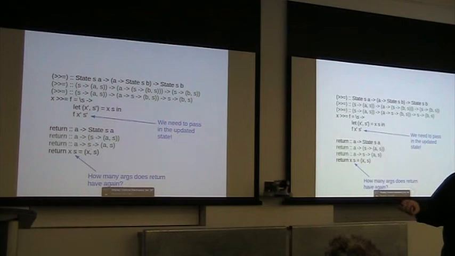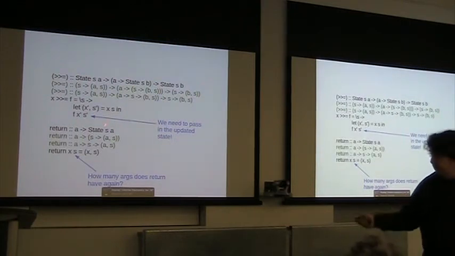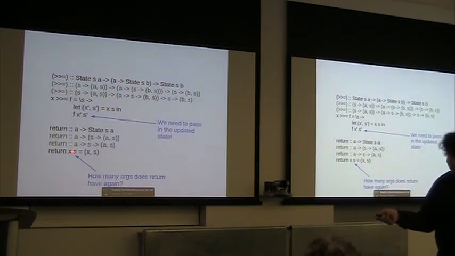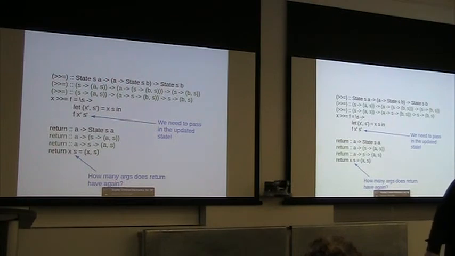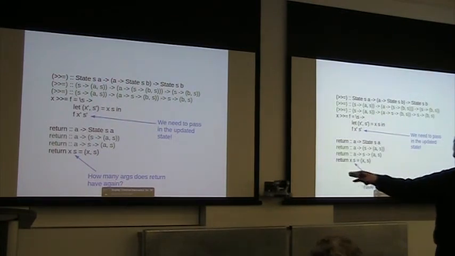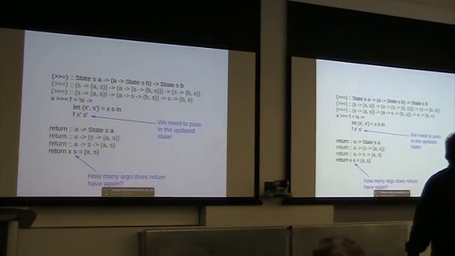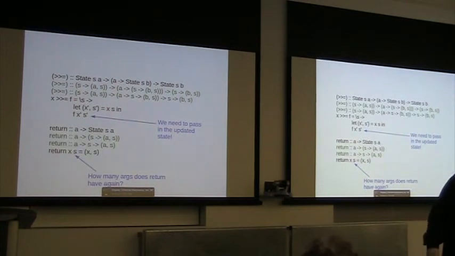And return, again, second verse, same as the first. Just converts a type A into a type state S A for any S. We don't care because we're not going to be changing it, right? So this converts a function that takes one argument or a function that takes two arguments. It depends upon what we feel like. And note, we need to actually return a tuple here. So in the reader case, we could just ignore the value we were passed in. In this case, we actually do need it because we need to return the fact that we didn't change it. Make sense?